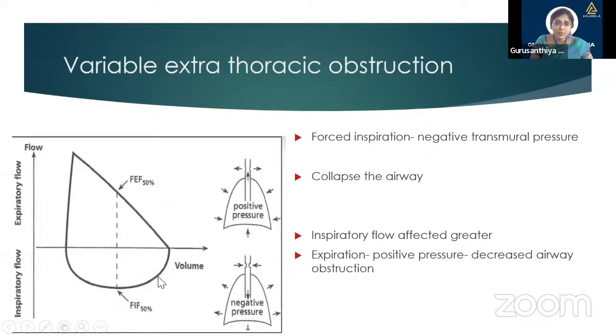So the inspiratory part of the curve is flattened in case of a variable extrathoracic obstruction, which occurs in chronic neuromuscular disorders, obstructive sleep apnea, or vocal cord palsy, where it is variable. This tends to occur because of the negative transmural pressure, which is transmitted across the airways. It tends to collapse the airway during inspiration. In extrathoracic obstruction, the inspiration is flattened. In intrathoracic obstruction, the expiratory part of the curve is flattened.